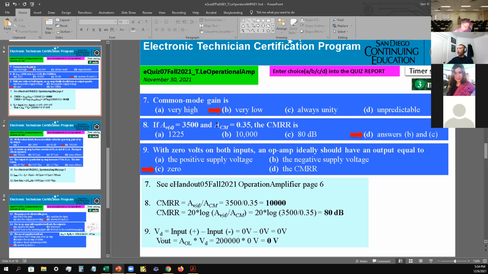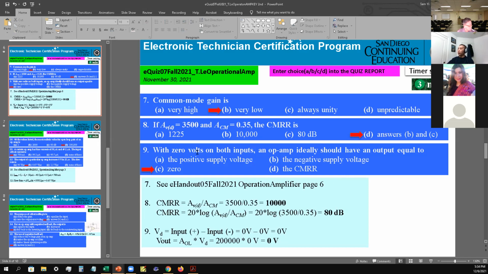Number 8, now this is CMR. You can calculate it by getting the ordinary gain, which would be 10,000. But if you want to calculate in dB, it becomes 80 dB. So therefore the answer is D, as in David, for the answers B and C.